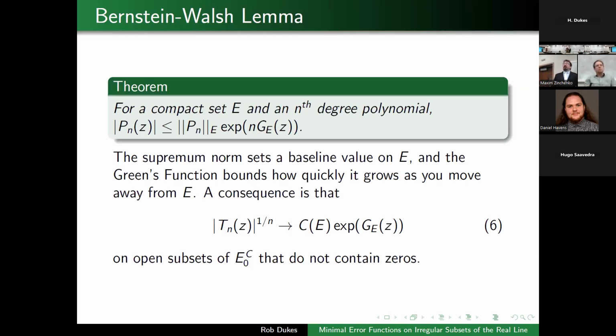And so a consequence then is if we take the Chebyshev polynomial and take its nth degree, it's going to converge to capacity times the exponential of the Green's function. Imagine replacing that P_n with T_n, put a 1 over n there, get T_n to the 1 over n, that goes to capacity. And the nth root will just drop that out of the exponential, the Green's function. And as long as you don't have any zeros in the set, there's a divide by 0 thing that comes up. So as long as you don't have any zeros in there, this convergence is very nice.